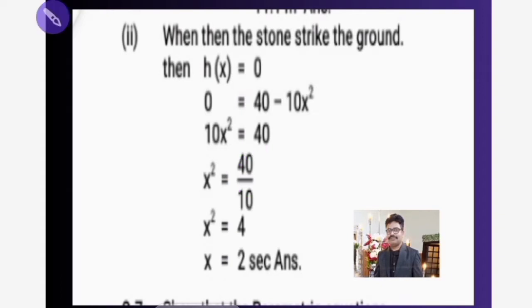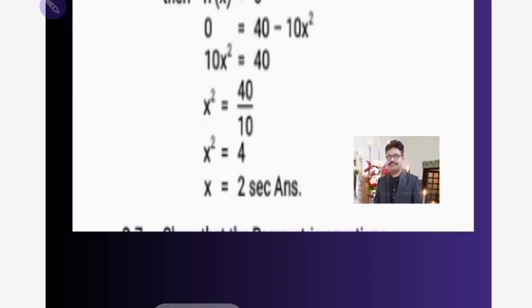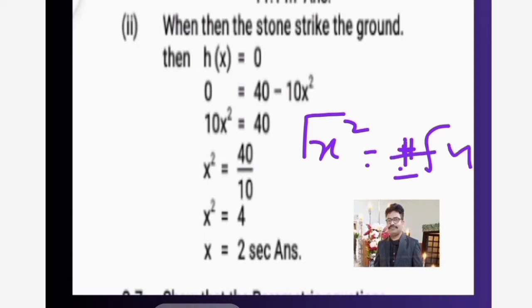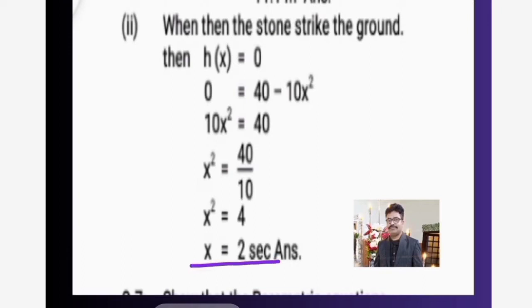Now we have to find the value of x, so we will take square root. If we take square root, then we will take positive and negative sign with square root, and square root of 4, that is 2. We have the sign of positive and negative because power of x is 2, that is we have two values, but time cannot be negative, so we will write x is equal to 2. As time cannot be negative, we'll ignore the negative sign and we will write x is equal to 2 seconds. Now as he said that when stone strikes the ground, so we say that at 2 seconds the stone strikes the ground.